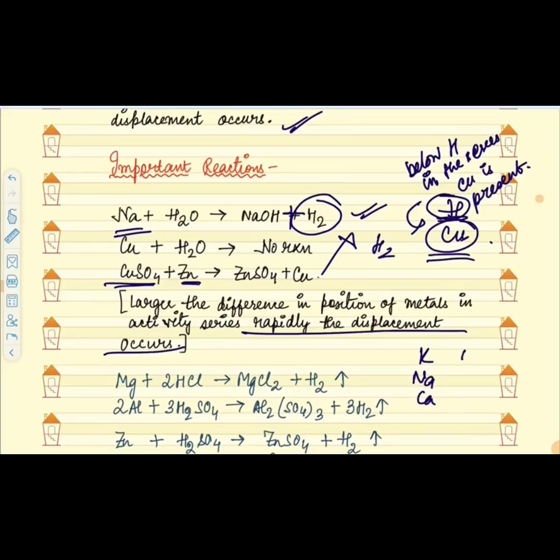It is potassium, sodium, calcium, magnesium, aluminium, zinc, iron, lead, hydrogen, and then comes copper. So zinc is present above, copper is present below. So displacing copper is easier. So this reaction is possible for zinc. Zinc can react with CuSO4 to form Cu. However, the opposite reaction, Cu plus ZnSO4, is not possible because copper is present below. So it cannot undergo reaction and form the one that is present above it. So whoever is present below can be displaced and can be formed.